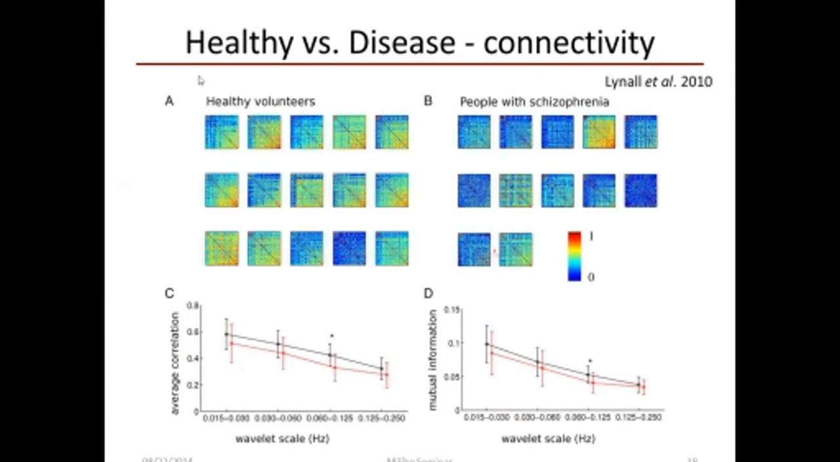Here in a different analysis, the differences between healthy and diseased subjects are being studied. This is a paper by Linal et al. in 2010 where they looked at these correlation matrices. These are 15 correlation matrices obtained from 15 different healthy volunteers. I believe this was a 6-minute scan from which these correlation matrices were computed.